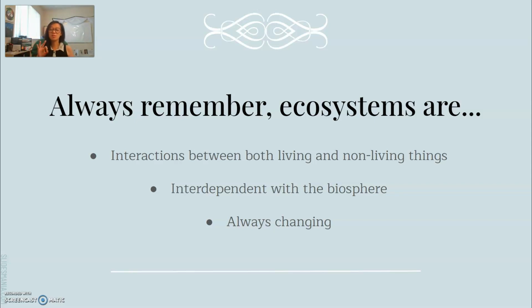And then the third thing I want you to remember is that things are always changing in ecosystems, whether humans did it or whether they were naturally caused.